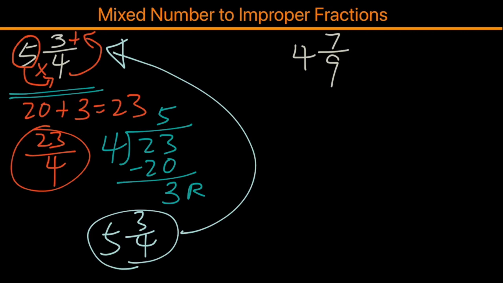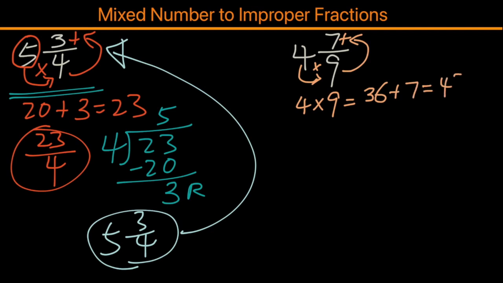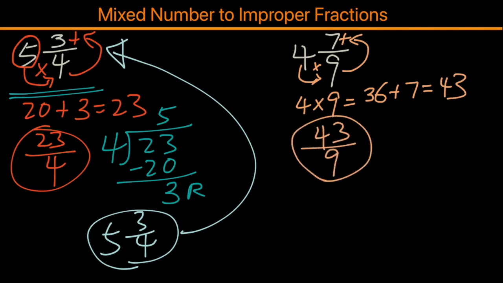Using the same step, we will take 4 times 9 and then add the 7. 4 times 9, 36, plus 7, 43. So we will have 43 over 9 as the improper fraction.